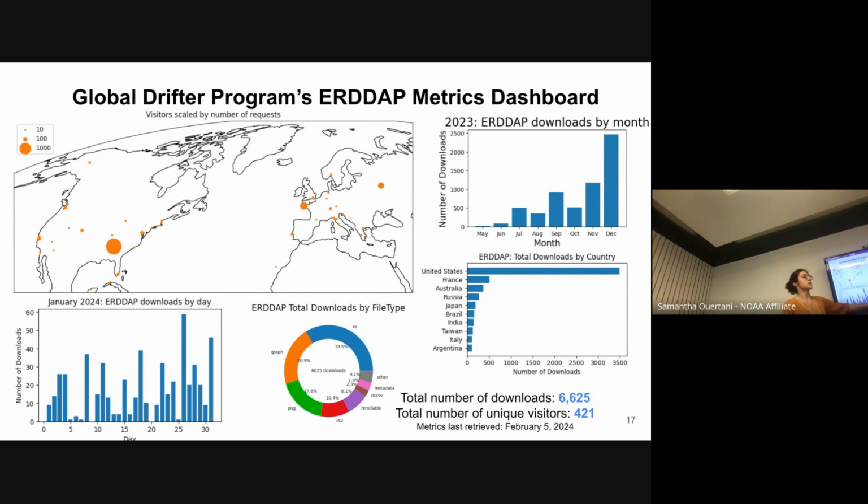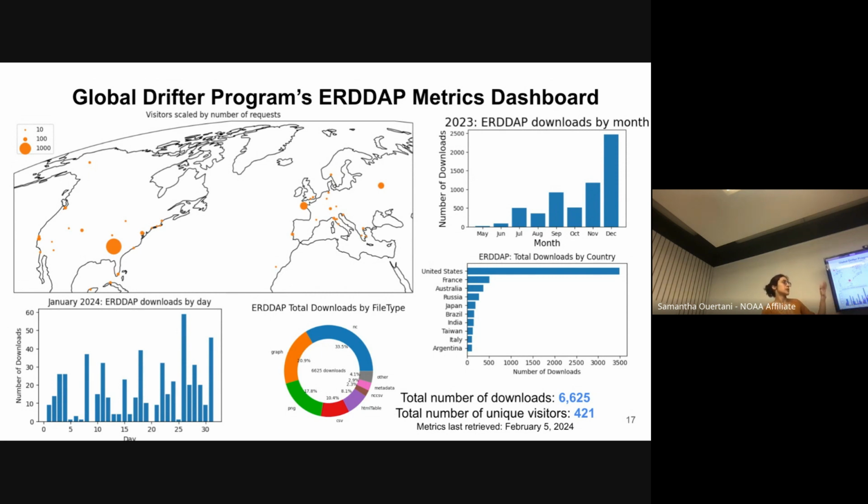Here in the bottom middle, we're tracking the number of total downloads broken down by file type. So you can see that our most popular file type is a NetCDF file. Here in the top right, we are tracking the number of total ERDDAP downloads by month for the year of 2023 since we released the ERDDAP server, which we released in May of 2023. And finally, this graph on the bottom right shows you the total number of downloads broken down by country since the release of the ERDDAP server.